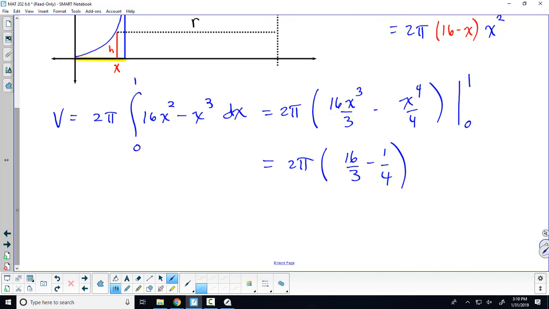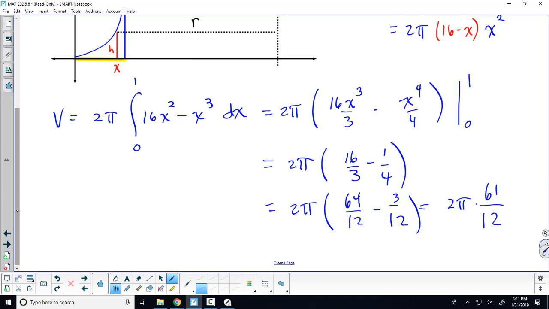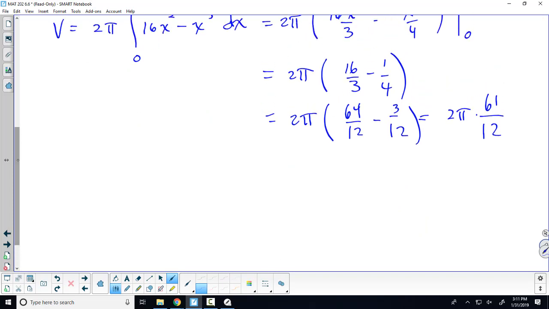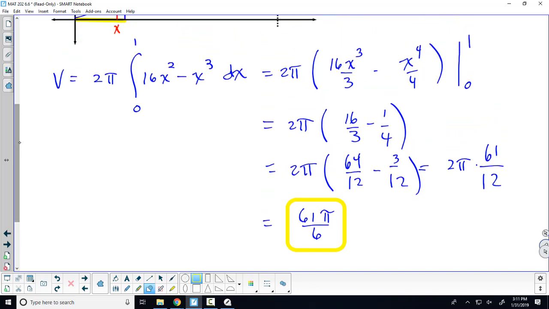Okay, so we get a common denominator of 12. So we're going to have 64 twelfths minus 3 twelfths. So that will be 2 pi times 61 over 12. Cancel out a 2, and we will be left with 61 pi divided by 6. And that will be the volume of our solid using shells. One good thing to practice is to do this with washers and make sure you come up with the same answers.